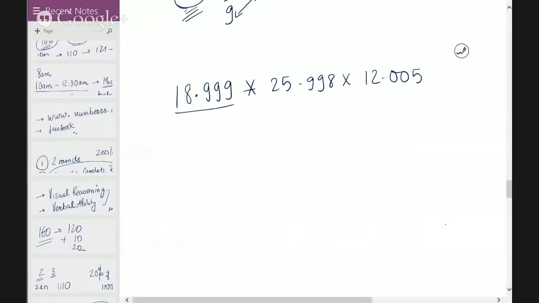Okay, now ideally you're supposed to do this 19 and do this 26 and do this 12. I don't do it that way. Okay, this is not my way at all. So what I do is I make sure that the numbers are very comfortable to calculate with.